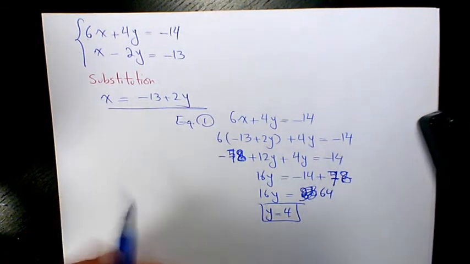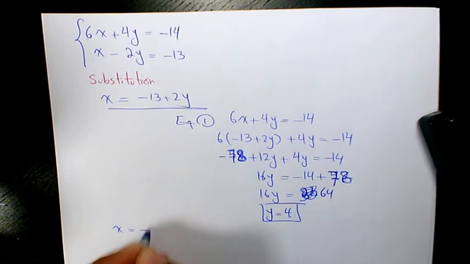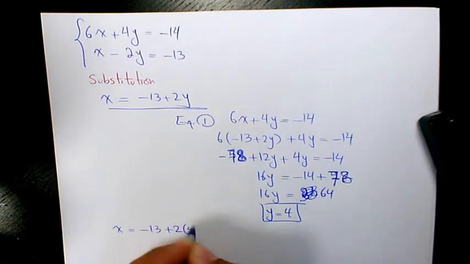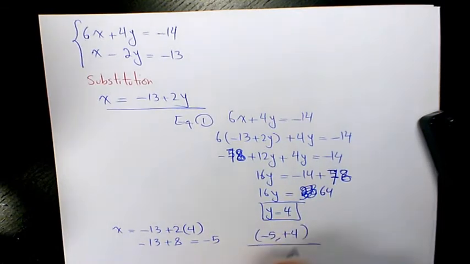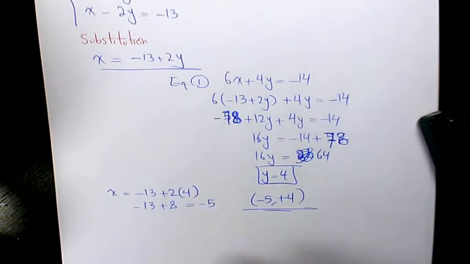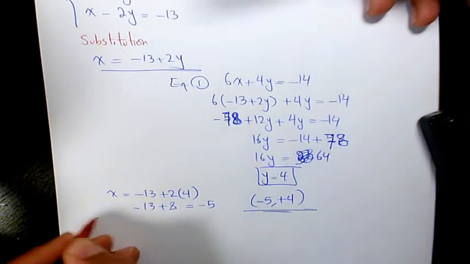Then you substitute it there. It's going to be x equals negative 13 plus 2 times 4. Negative 13 plus 8 is going to be negative 5. So it's going to be negative 5 and positive 4. That's the point of intersection. Let's use the elimination method.